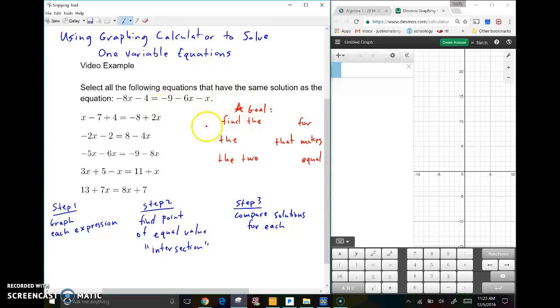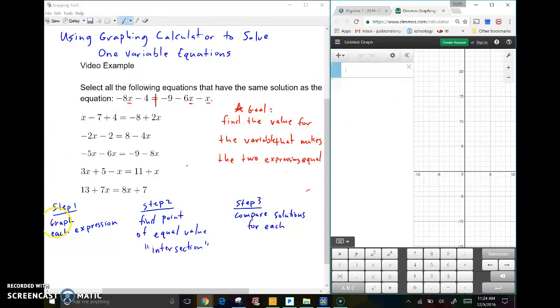Remember, the goal of solving equations is to find the value for the variable that makes the two expressions equal. I'm trying to figure out what value x needs to be to make this side of the equal sign the same as this side, or this value the same as this value, right? So we're going to use the graphing calculator to do that.